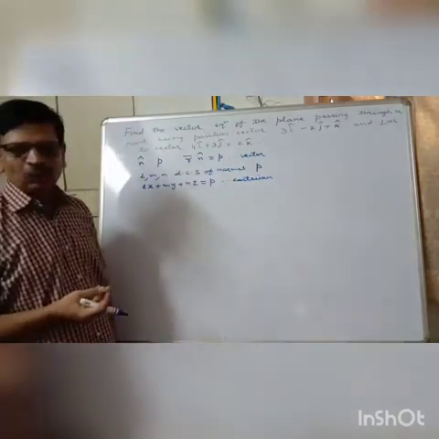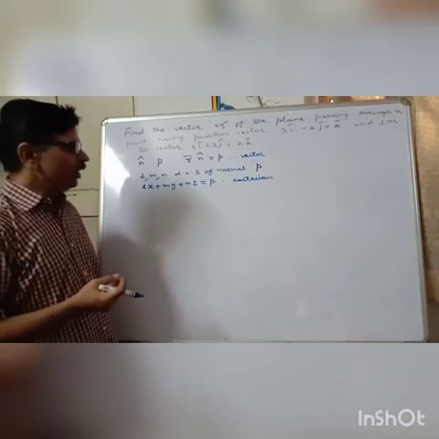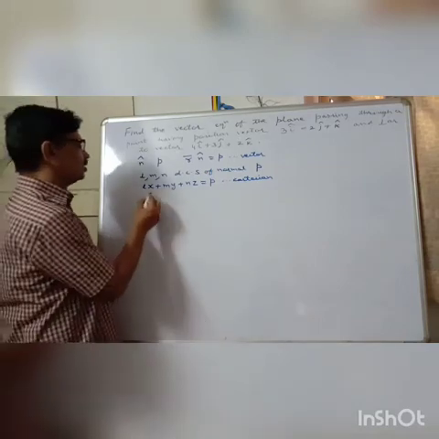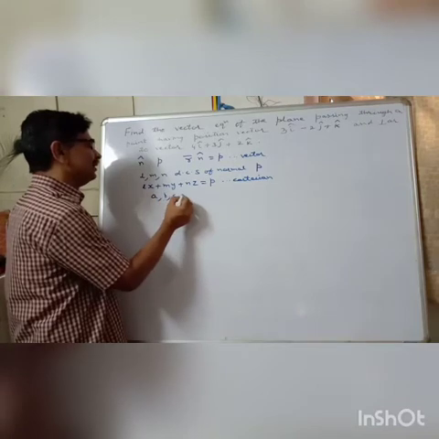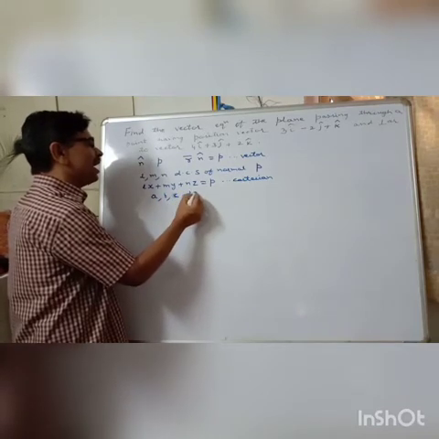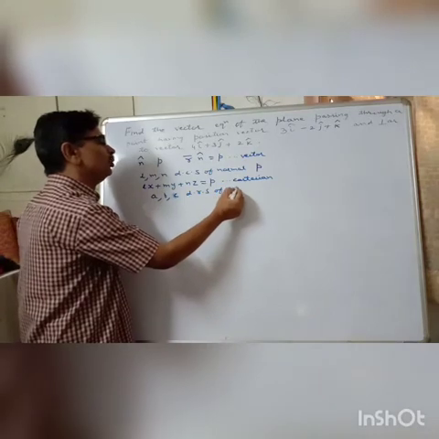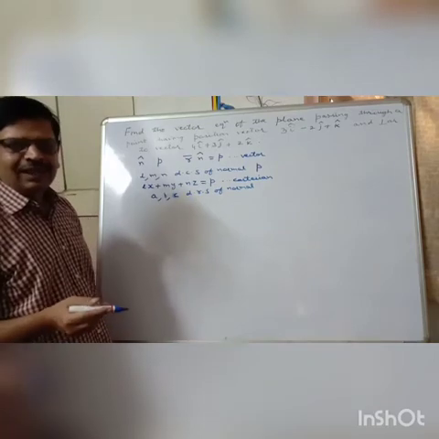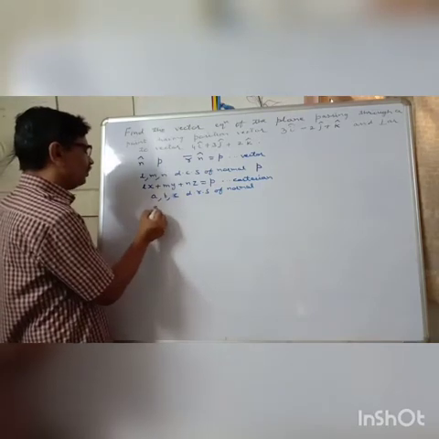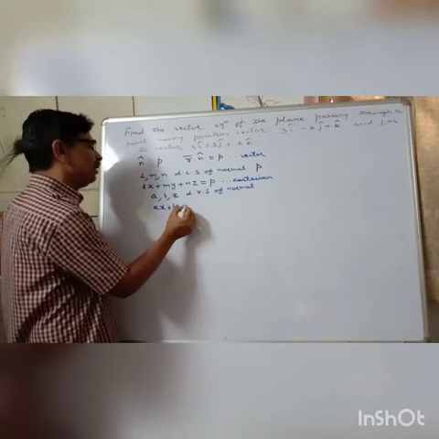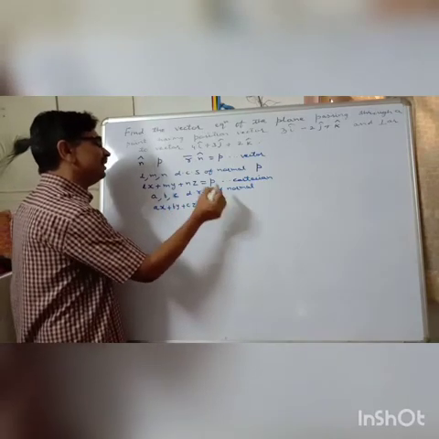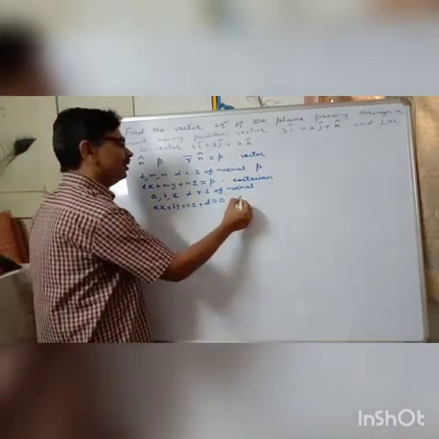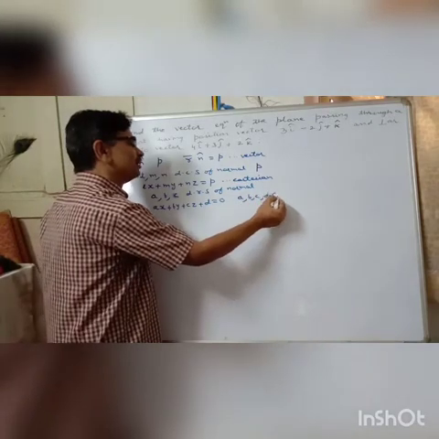Instead of direction cosines, if we know direction ratios of normal to the plane, suppose a, b, c are direction ratios of normal to the plane. Then equation of plane in Cartesian form: ax plus by plus cz plus d is equal to 0. Here a, b, c, d are real numbers, scalar quantities.